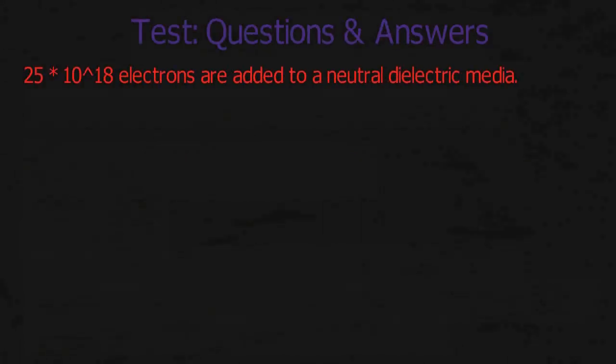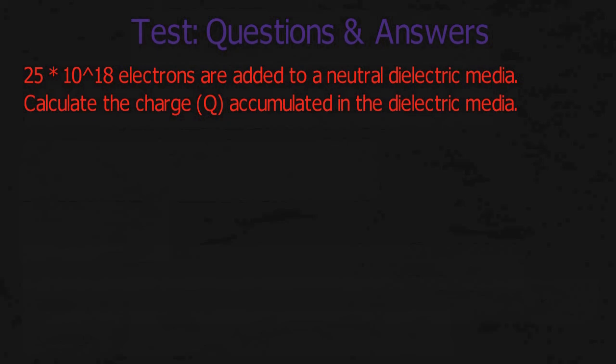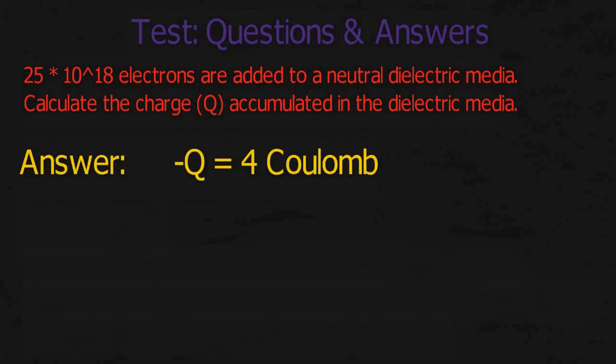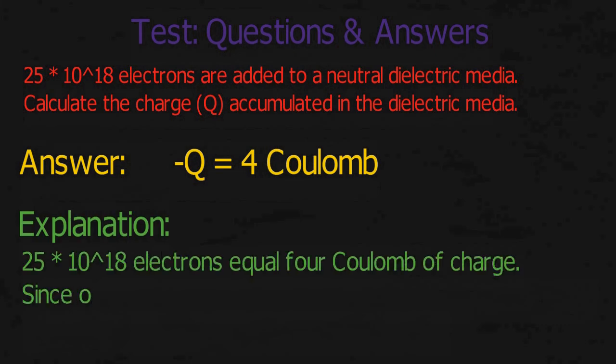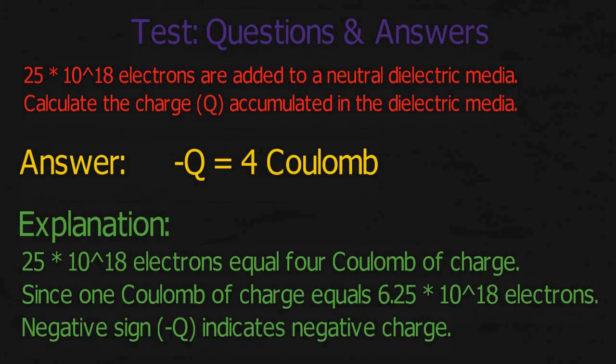Question number 1. 25 times 10 to the power of 18 electrons are added to a neutral dielectric media. Calculate the charge Q accumulated in the dielectric media. The answer is minus Q equals 4 coulomb. Explanation: 25 times 10 to the power of 18 electrons equal 4 coulomb of charge, since 1 coulomb of charge equals 6.25 times 10 to the power of 18 electrons. The negative sign in minus Q indicates negative charge.